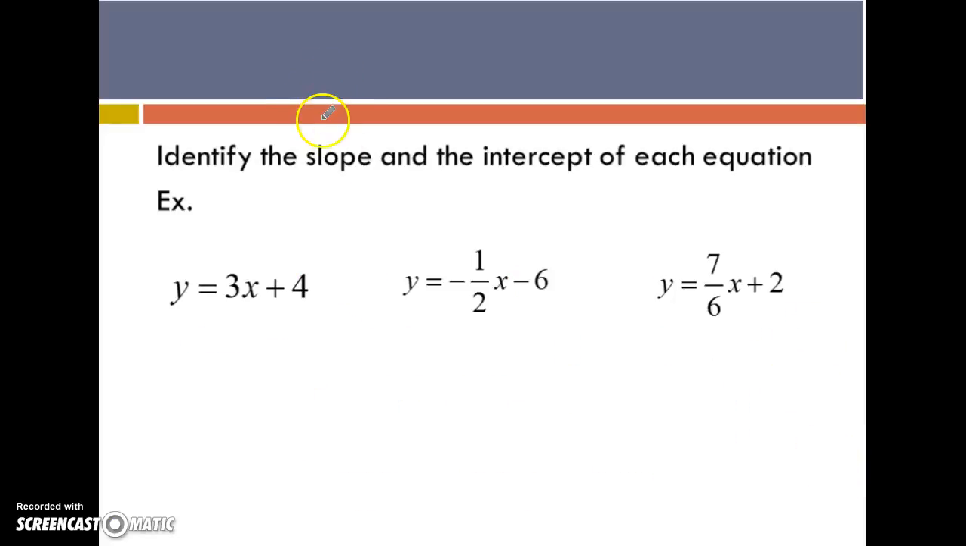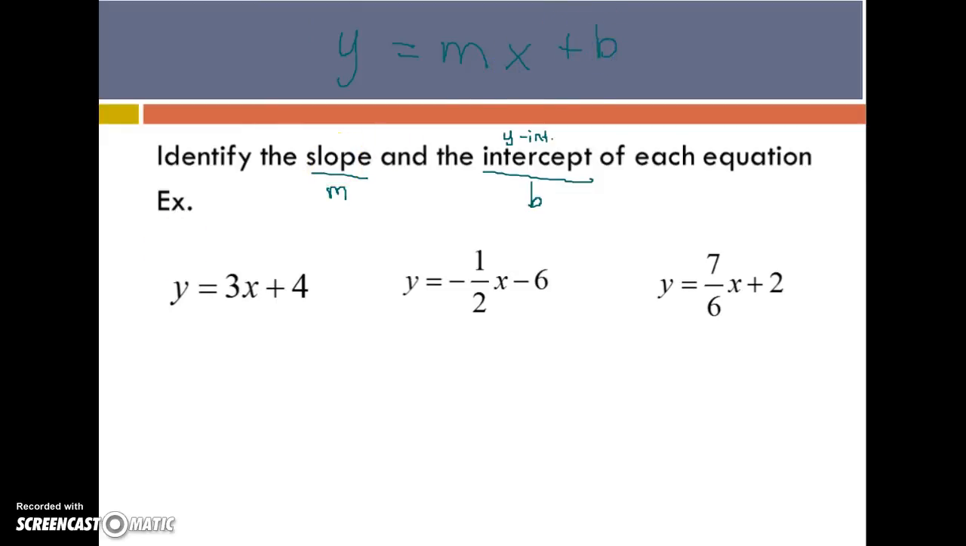So let's look at some equations in slope-intercept form. On this first equation, we have y equals 3x plus 4. We want to identify the slope. Again, slope is m. The intercept, which we're referring to as our y-intercept, that's in place of b. So if you think of our equation for slope-intercept form, we have y equals mx plus b.